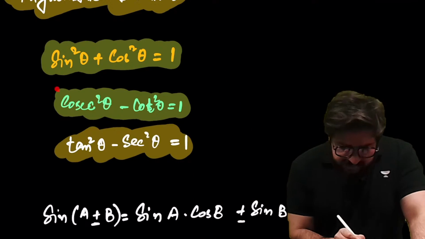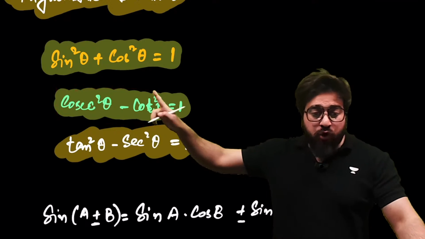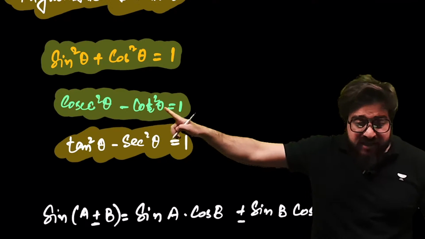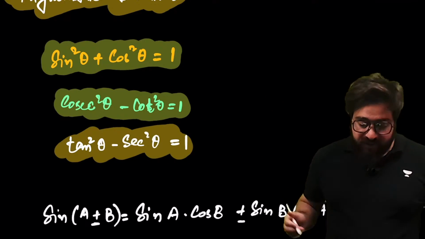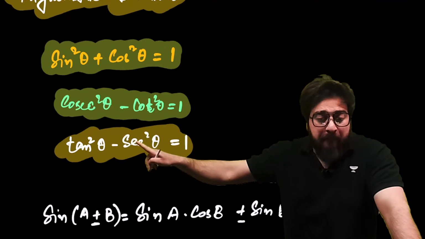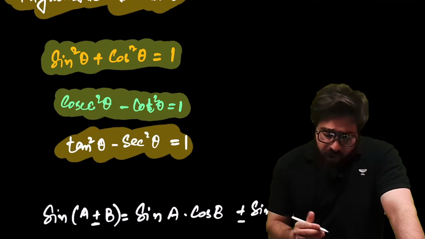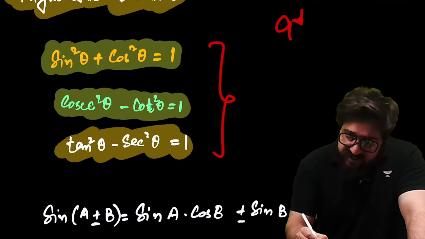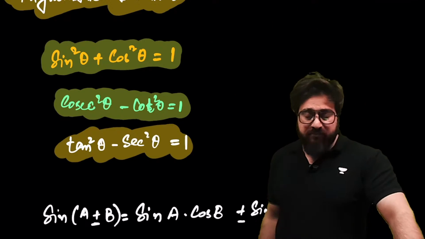Another trigonometric formula is cosec square theta minus cot square theta is equal to 1. And another trigonometric formula is tan square theta minus sec square theta is equal to 1. All of these formulas you might have studied in your 9th class and you have to remember it.